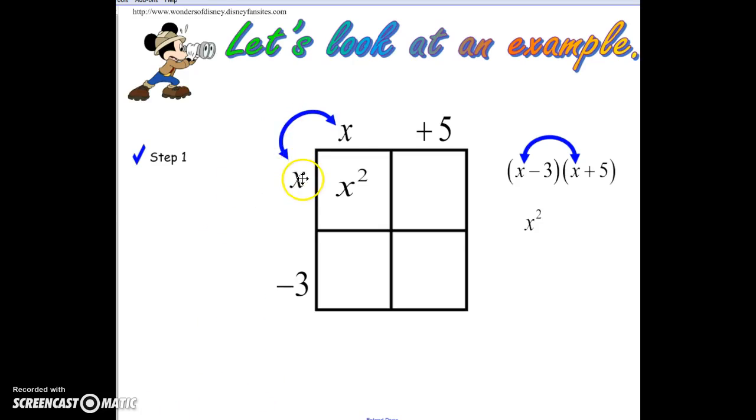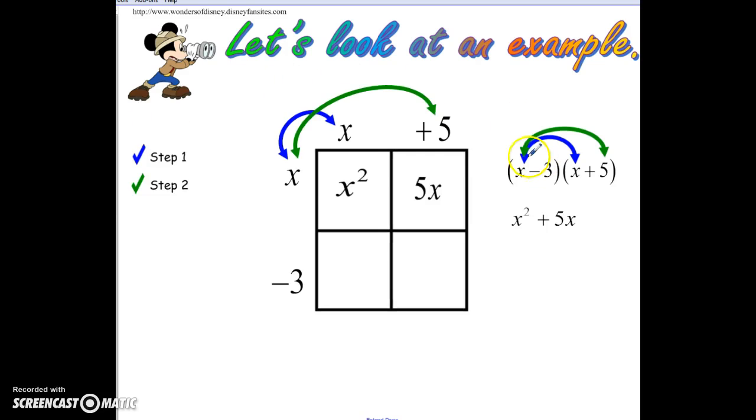So if we take the x's and multiply them, we get x squared. If we were to do the same thing without a box and multiply the x times the x, that's the first term and the first term, we would get x squared. So this is the F of your FOIL. If we then take the x times the 5, we get 5x. If we think about it without a box, we're going to take x times the 5. So we're multiplying the outside two numbers together. So that would be the O.